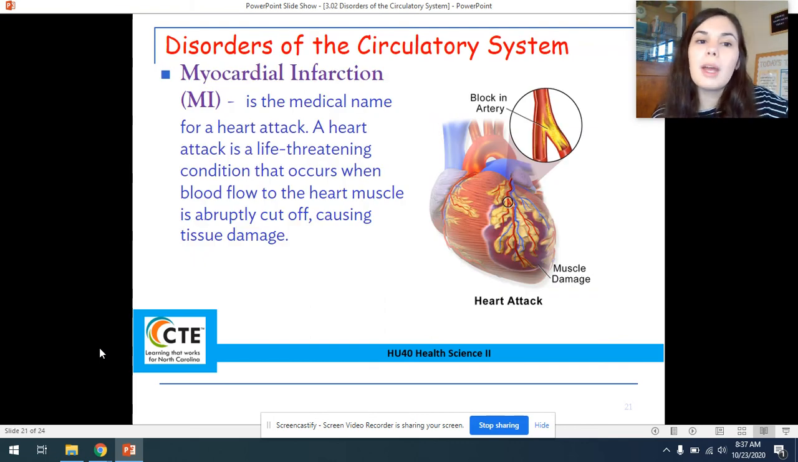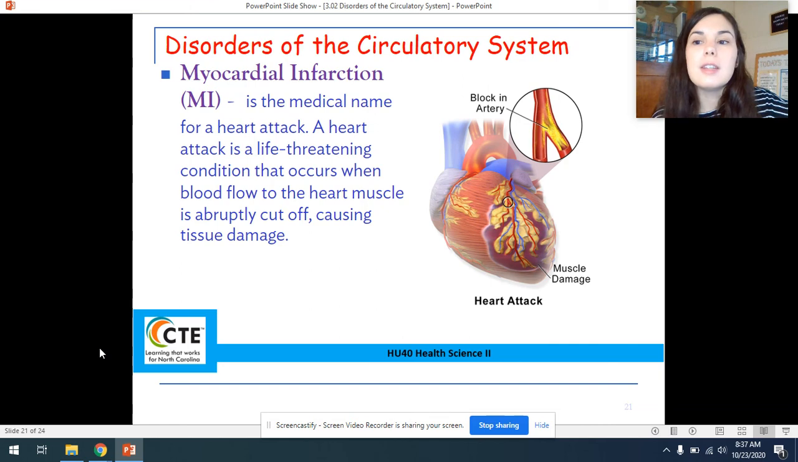Lastly, we are going to talk about myocardial infarctions, or MIs. And a myocardial infarction is just a fancy name for a heart attack. A heart attack is basically a life-threatening condition that occurs when blood flow to the heart is cut off very abruptly, causing tissue damage, and then your heart is not able to function properly.